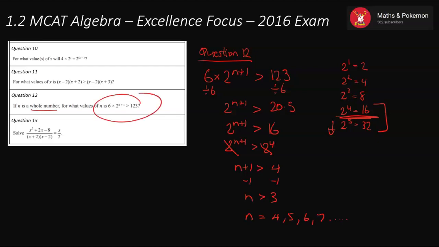That means 6 times 2 to the power of n plus 1 will be greater than 123, but it won't be greater than 123 if n is equal to 3, because that would have been 16 up here. So hopefully that makes sense. Let's move on to question number 13.